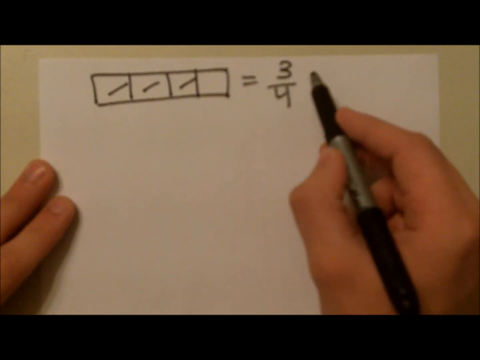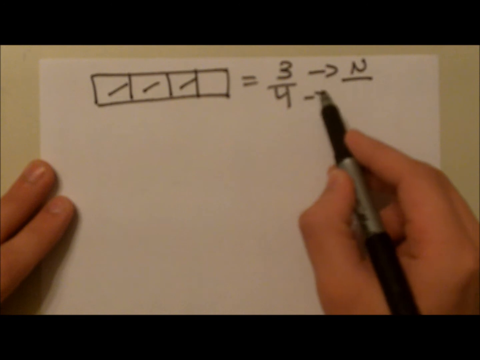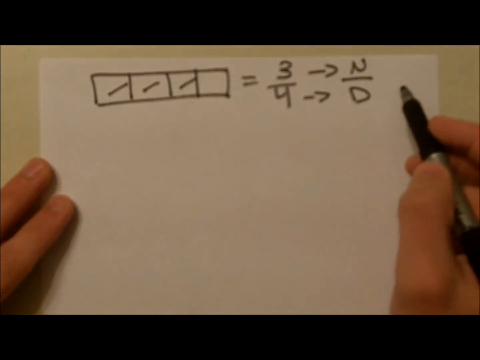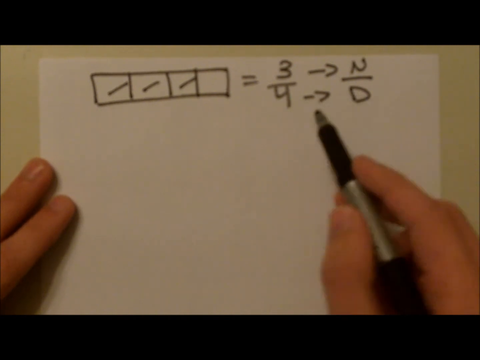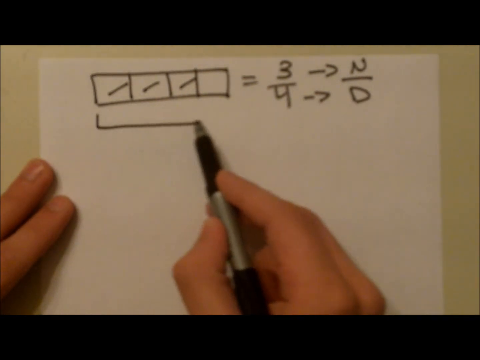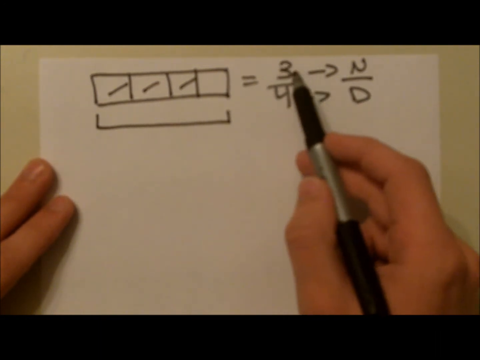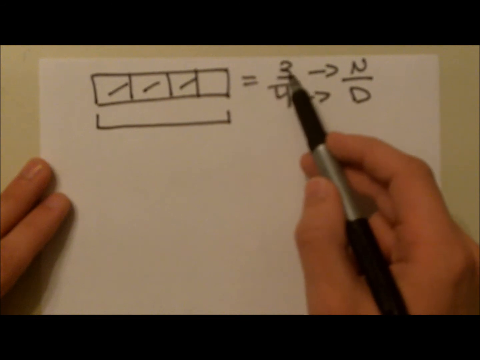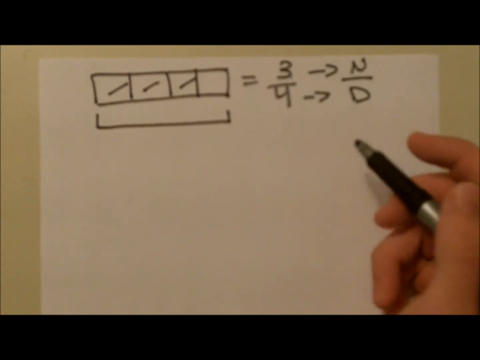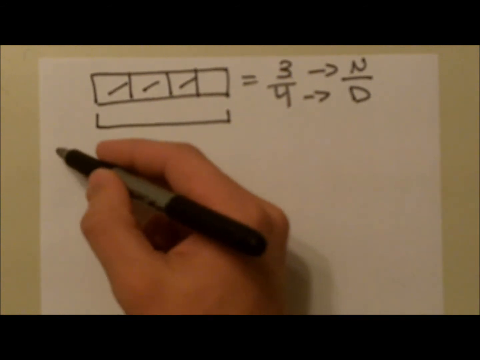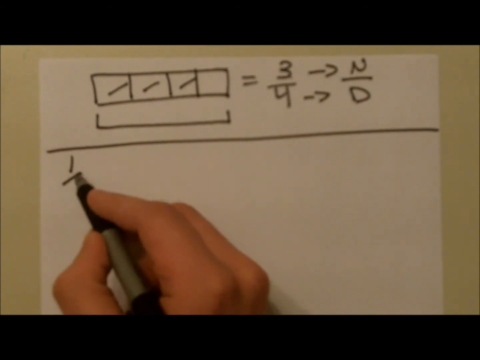So this top term right here, this 3, is what we call a numerator. The bottom term is a denominator. The denominator is always going to be the collective whole that we had. So all 4 of those parts, that was our whole, and we took away 3. So the numerator is how many parts of that whole we were talking about.